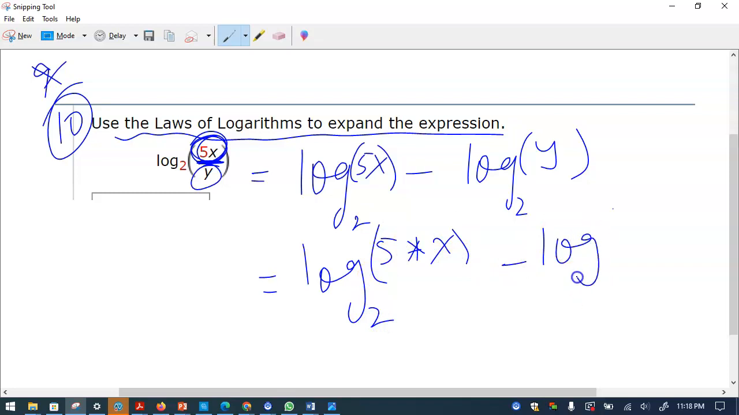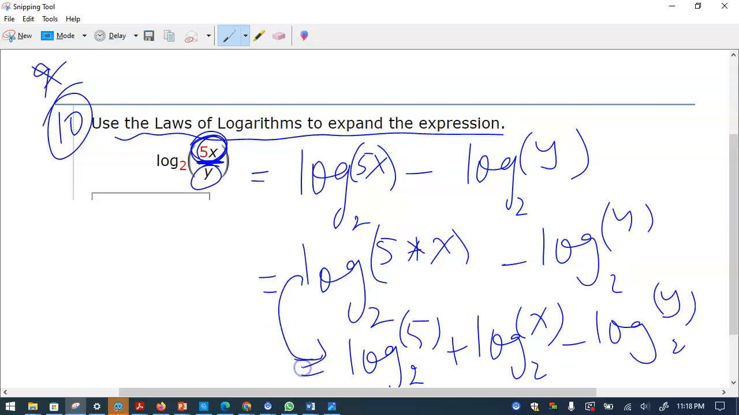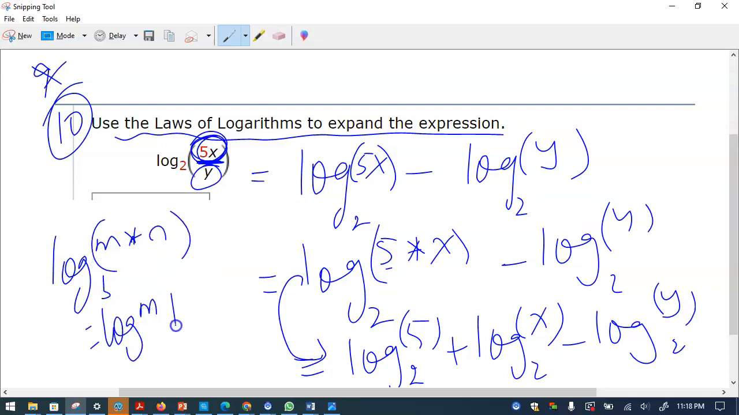So this stays the same, and this left side becomes log of 5 plus log of x. And this is how you expand it down. Make sure you put this in the parentheses. So this is the final answer. How did we get this from here? I used this like log of m times n, so that's what I did here, where m and n are 5 and x.